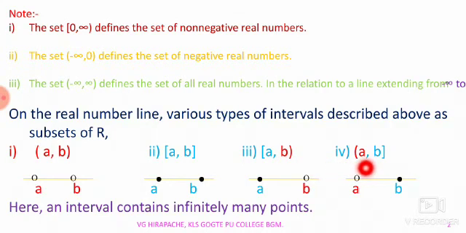Likewise, we have another interval, left open, right closed. Whenever it is open, we show it on the number line with an open circle, and b is inclusive, denoted by a dot. Dear students, these are the intervals we can represent on the number line. Here, an interval contains infinitely many points. Dear students, you keep it in mind. Any small interval contains infinitely many points.